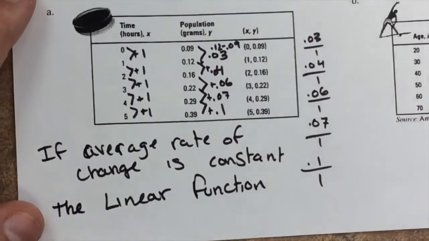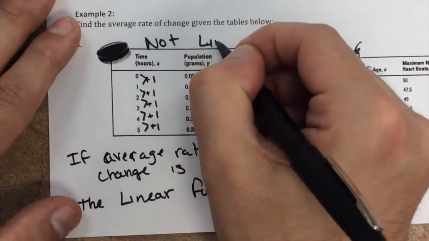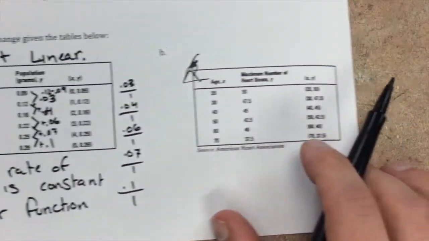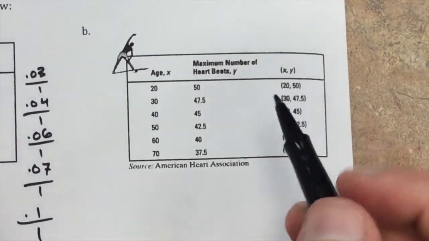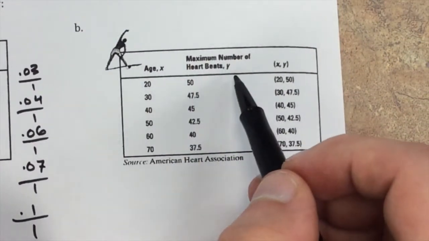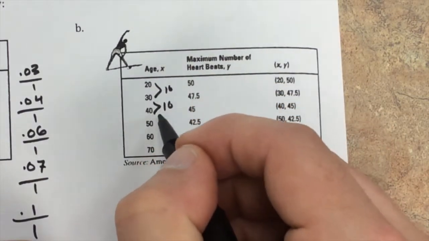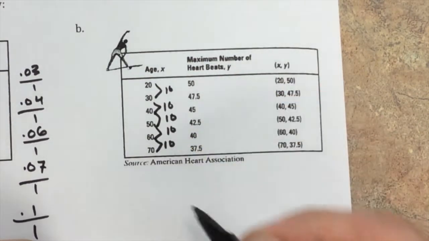So in A, this example is not linear because these aren't the same. If we check out B, and I zoom in just a little bit so we can read B. So my age is X, my heartbeat's Y, so my age is going up 10 each time. 50, 60 is 10. So we're going up 10 each time.